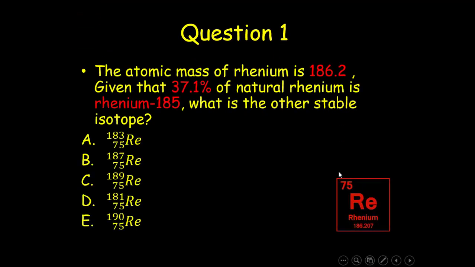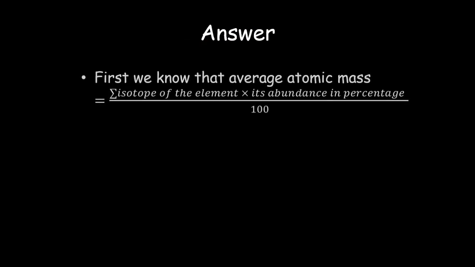The atomic mass of rhenium is 186.2, given that 37.1% of natural rhenium is rhenium-185. What is the other stable isotope? Rhenium-183, rhenium-187, rhenium-189, rhenium-181, and last, rhenium-190. So we have here rhenium, like the question said, 186 from the periodic table. Let's talk about the answer.